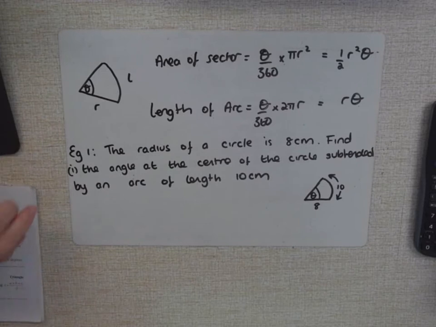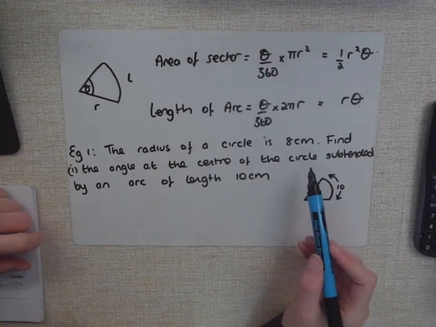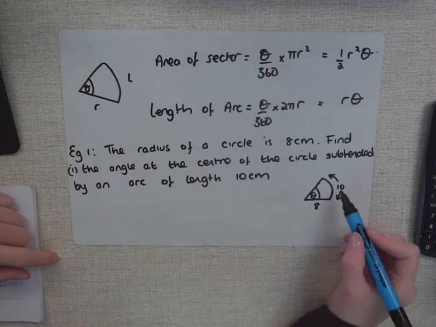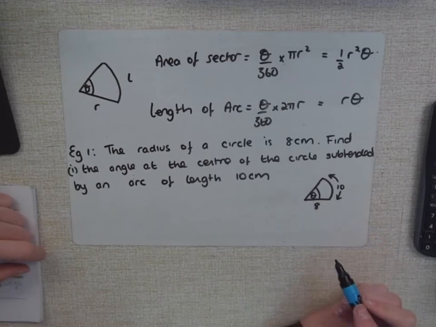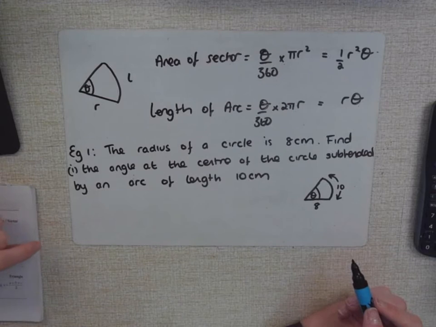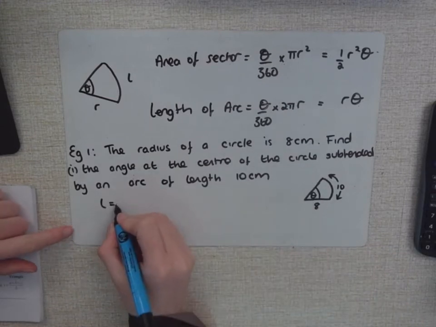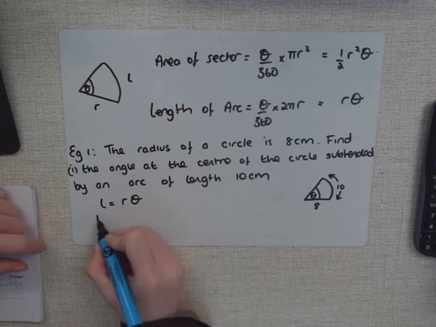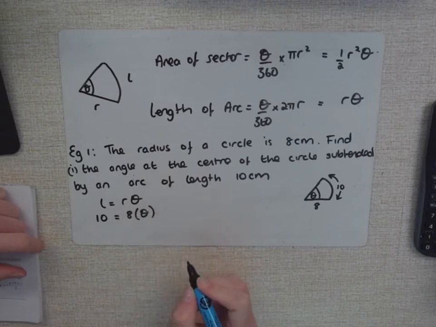Find the angle at the center of the circle subtended by an arc. That just means there's your arc there. Find the angle. Now, we're looking for the angle and we have the length. So we know the length of the arc is r theta. So the length 10 is equal to 8 times theta.